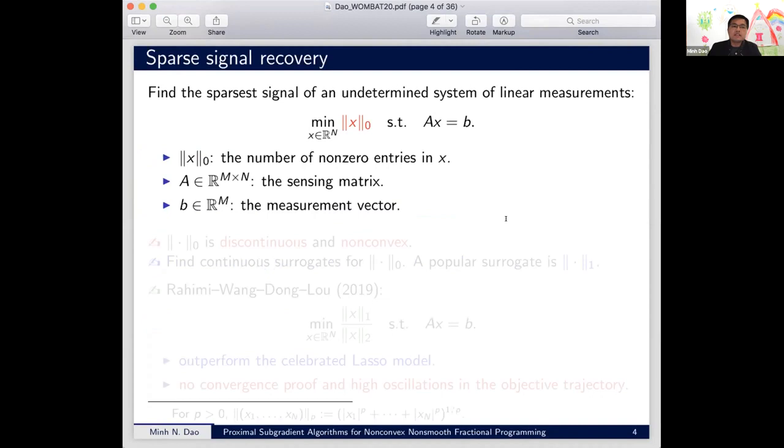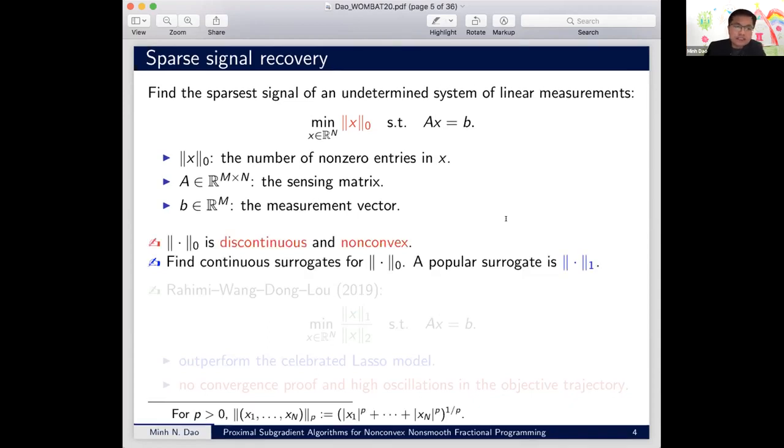First, the sparse signal recovery problem is to find a sparse signal of an underdetermined system of linear measurements. Mathematically, it can be formulated as minimizing the L zero norm of x. Here, L zero norm means the number of non-zero entries of x. So we want to minimize the L zero norm of x subject to some constraint, for example, a system of linear equations, Ax equal to b. Here, A is the sensing matrix and b is the measurement vector.